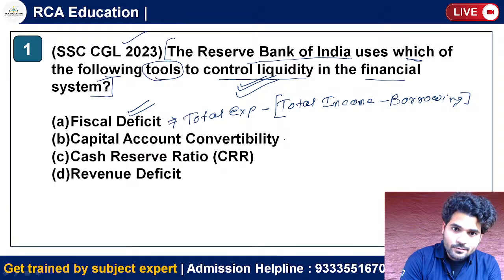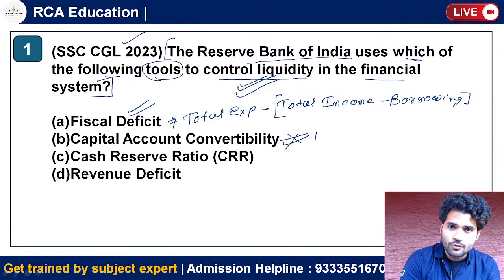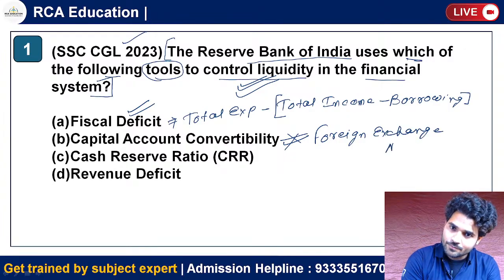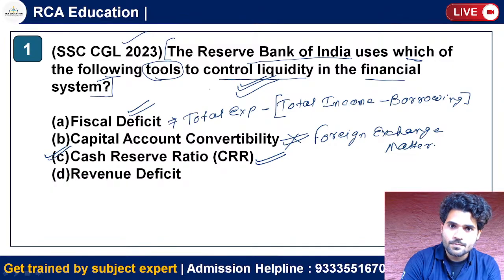Now, second, that is capital account convertibility. Okay, this is not a monetary policy tool. It is a foreign exchange matter. Now we have cash reserve ratio. Yes, this is the answer. So the answer is number C, cash reserve ratio. So by using the cash reserve ratio, RBI controls the liquidity in the market.